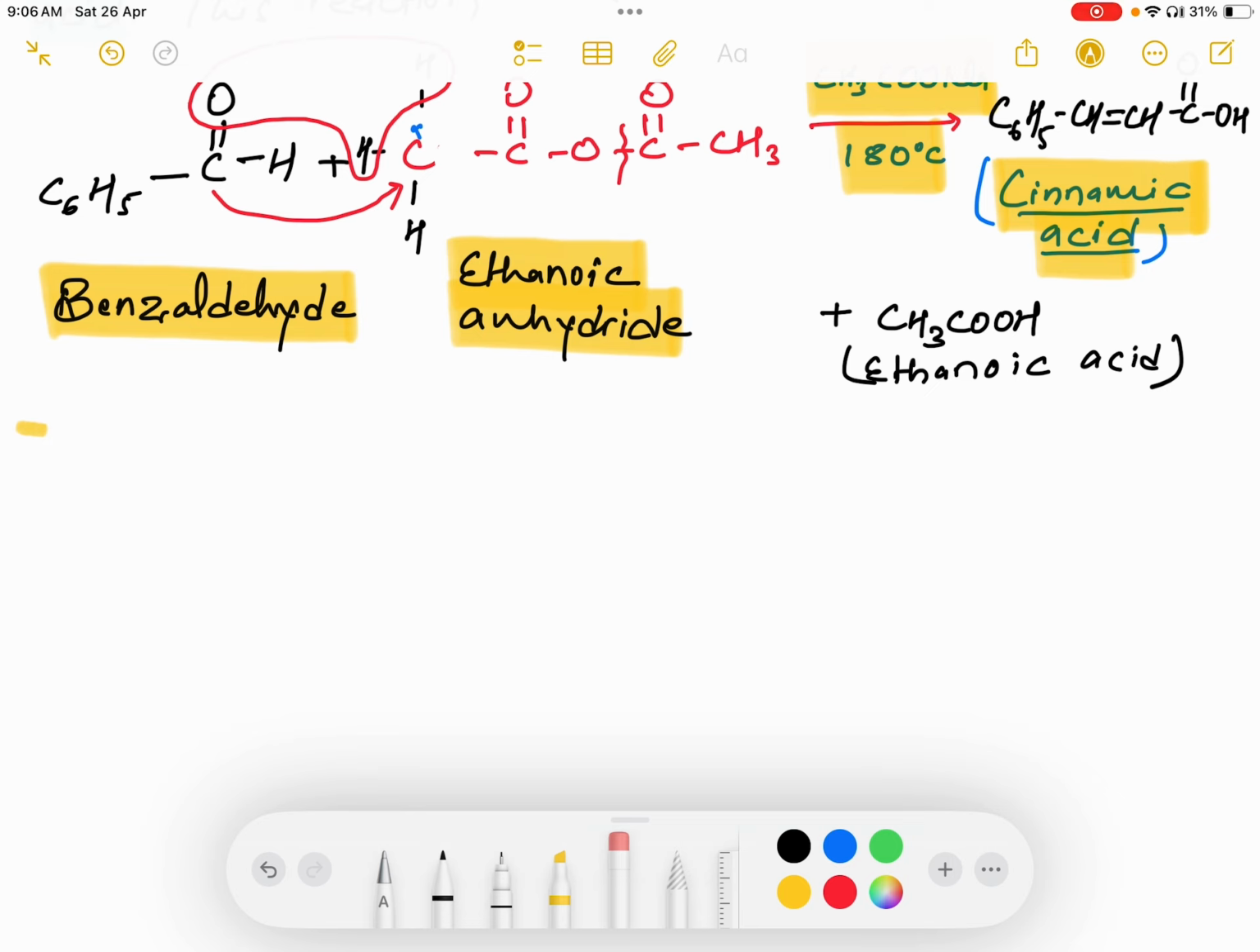What exactly is Wolff-Kishner reduction? Sorry, what are the Clemmensen and Wolff-Kishner reduction reactions? So there you have Clemmensen reduction.